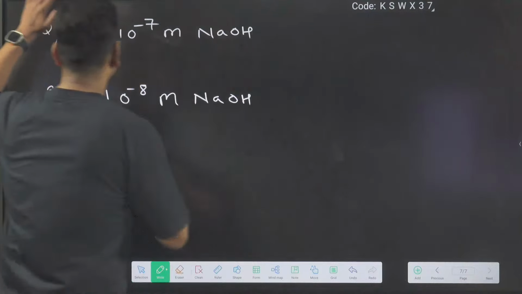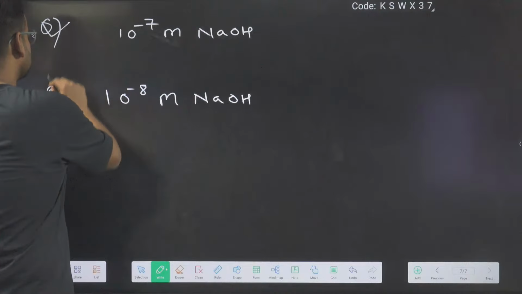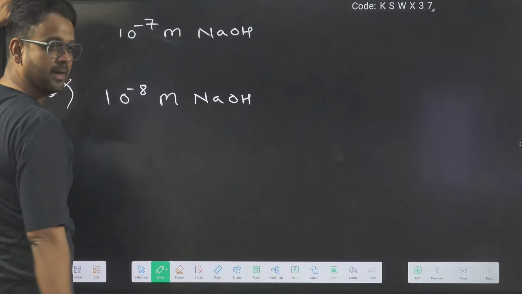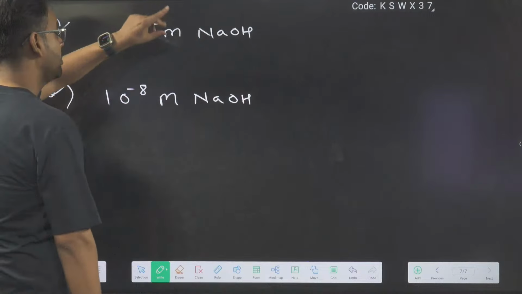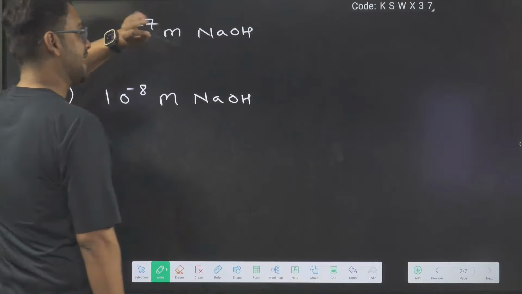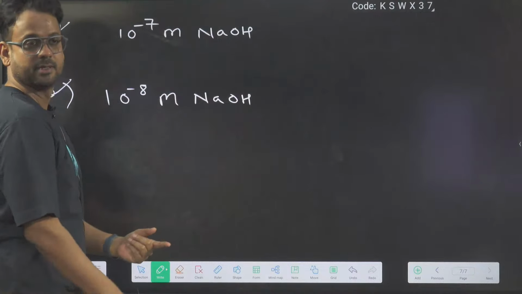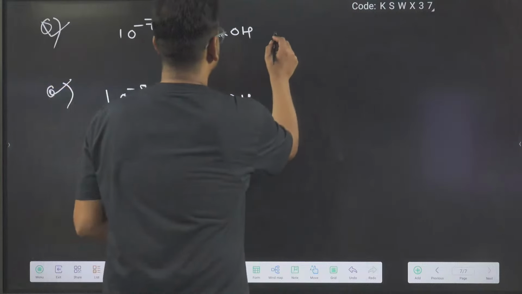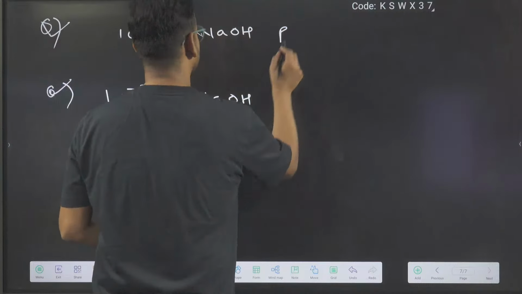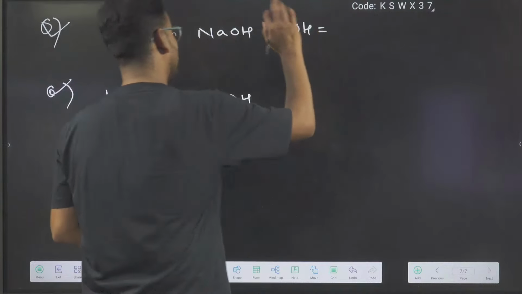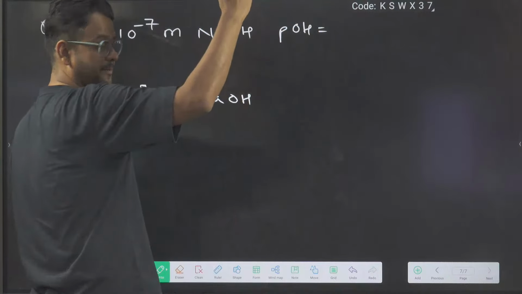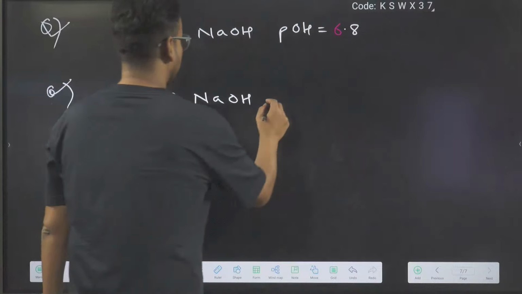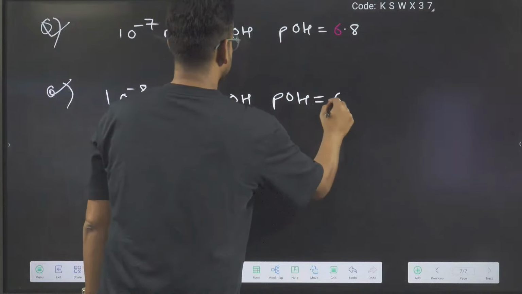See, please use the answers for 10 to the power minus 7 molar HCl and 10 to the power minus 8 molar HCl. Over there, whatever happened for pH, the same thing will happen for pOH this time. And for 10 to the power minus 7 molar NaOH, you remember pH over there was 6.8. Now pOH will be 6.8 and 6.98.